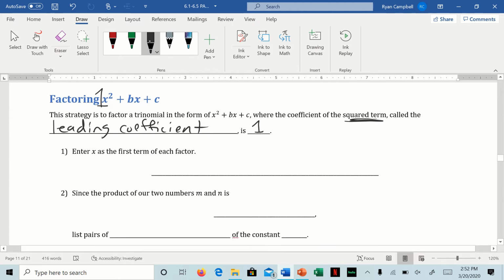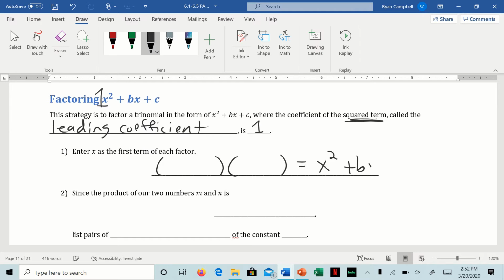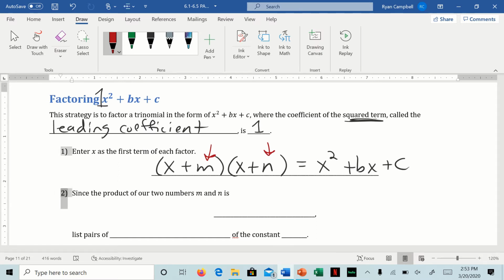So first, we know what the first two terms are, if we multiply everything out. We noticed earlier, what times what gets you x squared? X, right? X and x gets you x squared. So essentially what we need to know is x plus what times x plus what gets you x squared plus bx plus c. So what we need to figure out is what are this m and n? What are these values? Okay, so bear with me.